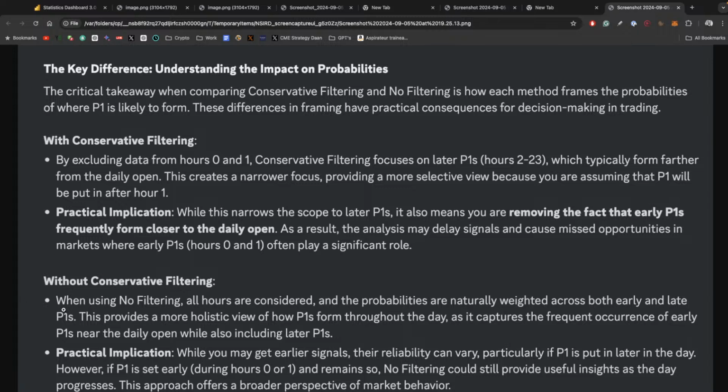Without conservative filtering, on the other side, all hours are considered, and the probabilities are naturally weighted across both early and late P1s. This provides a more holistic view of how P1s form throughout the day, as it captures the frequent occurrence of early P1s near the daily open while also including later P1s. The practical implication is that while you may get early signals, the reliability can vary, particularly if P1 is put in later in the day. However, if P1 is set early and remains so, no filtering could still provide useful insight as the day progresses. This approach offers a broader perspective of market behavior.